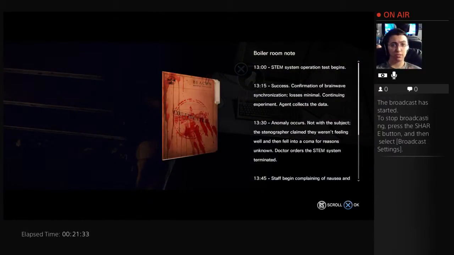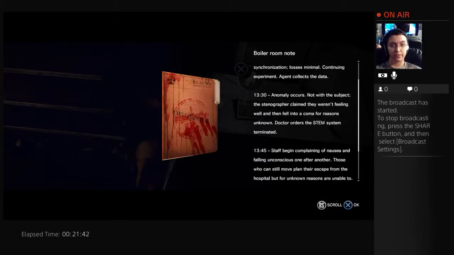Boiler room note. STEM operation test begins. Success. Loose. Oh, what? What the? Oh my God. What are you doing? And then fell into a coma for reasons unknown.